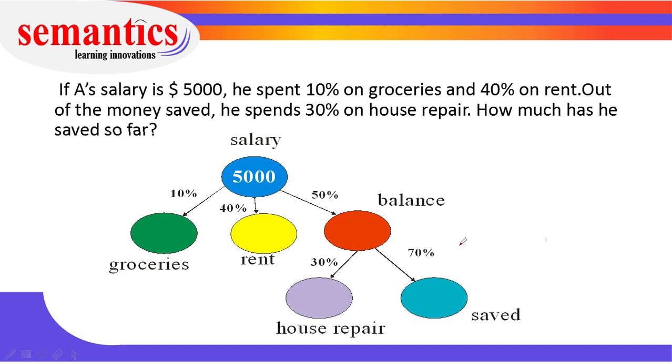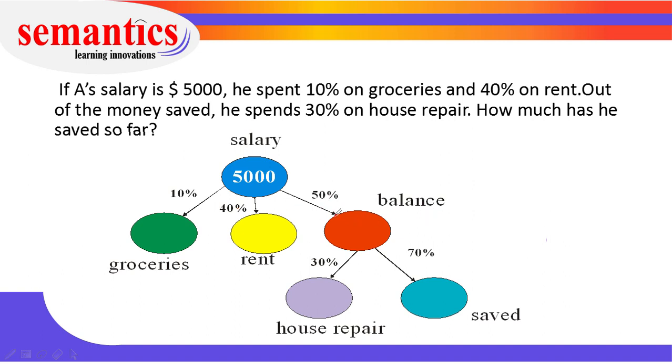I've drawn a simple percentage tree diagram. A salary is 5,000. So I represent this as one big circle and say salary is 5,000. He spent 10% on the groceries. So groceries is this element, 10%. He spent 40% on rent. Rent is this element, 40%.